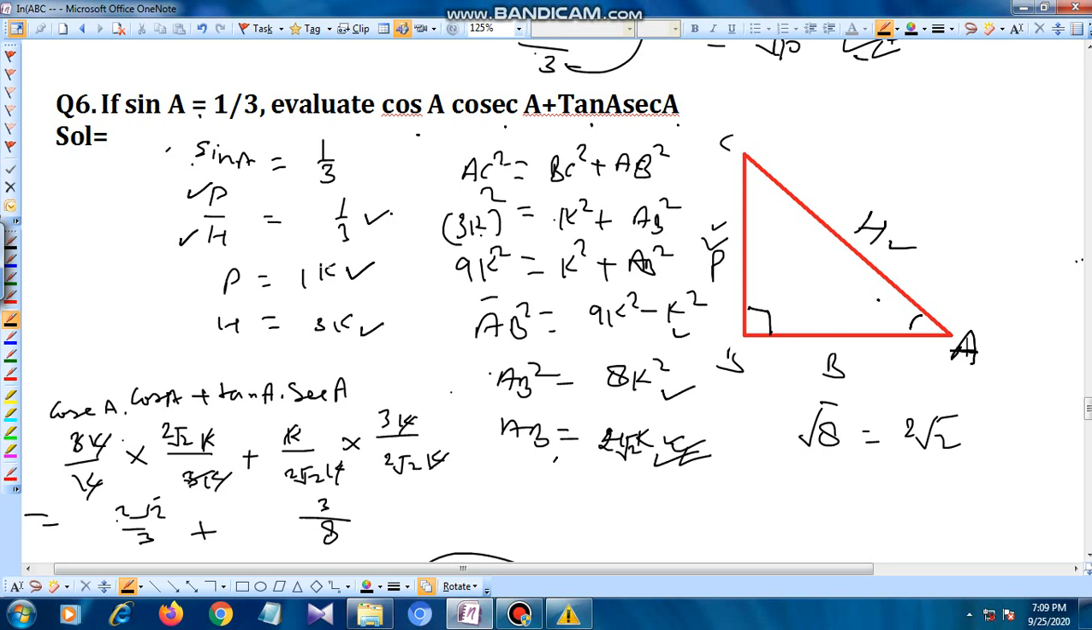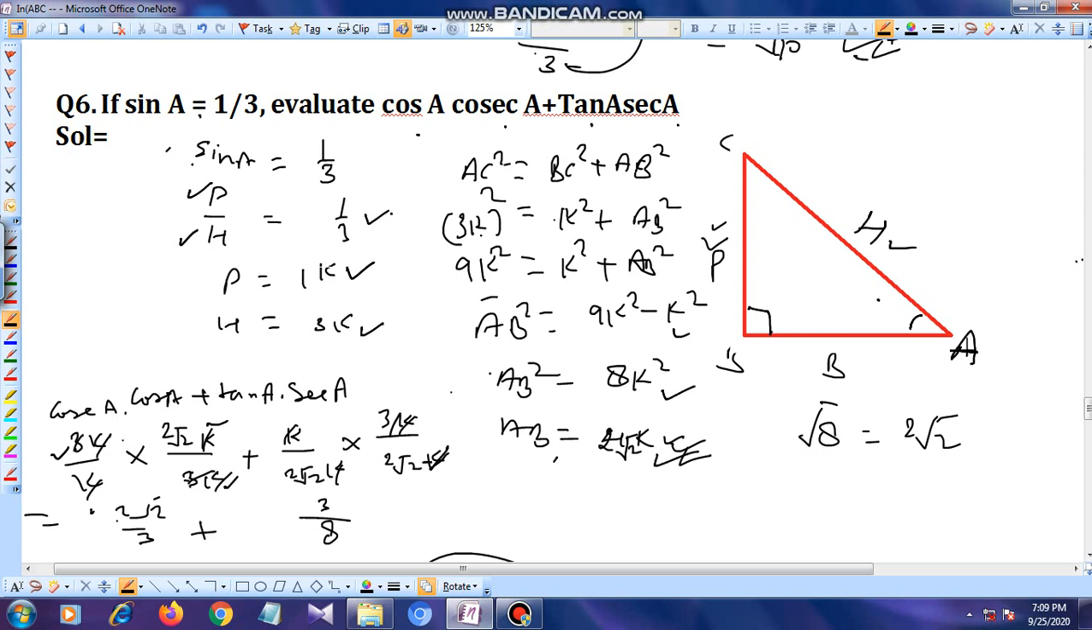Now value of cosec A into cos A plus tan A into sec A. So cosec A means reciprocal of sin A. So this will be 3k upon k. And value of cos A, cos A equal to base upon hypotenuse means 2 root 2k upon 3k. And tan A is perpendicular upon base. So tan A means BC upon base. So this is k upon 2 root 2k into sec A. Value of sec A is reciprocal of cos A means H upon AB. So 3k upon 2 root 2k, k cancel to each other.